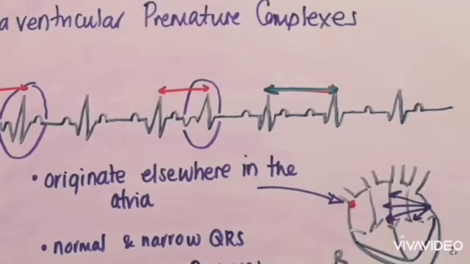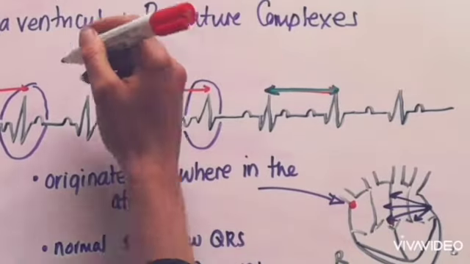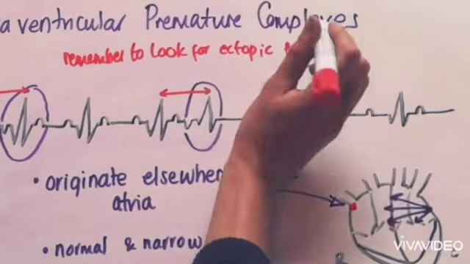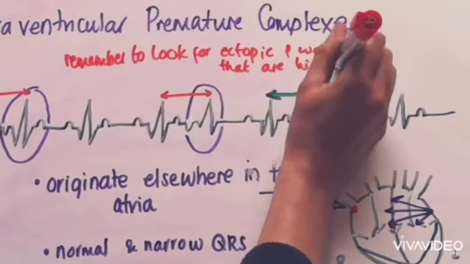Sometimes these complexes can be so premature that you won't even see the P wave because it will be buried in the T wave of the complex before. So look for these ectopic P waves.